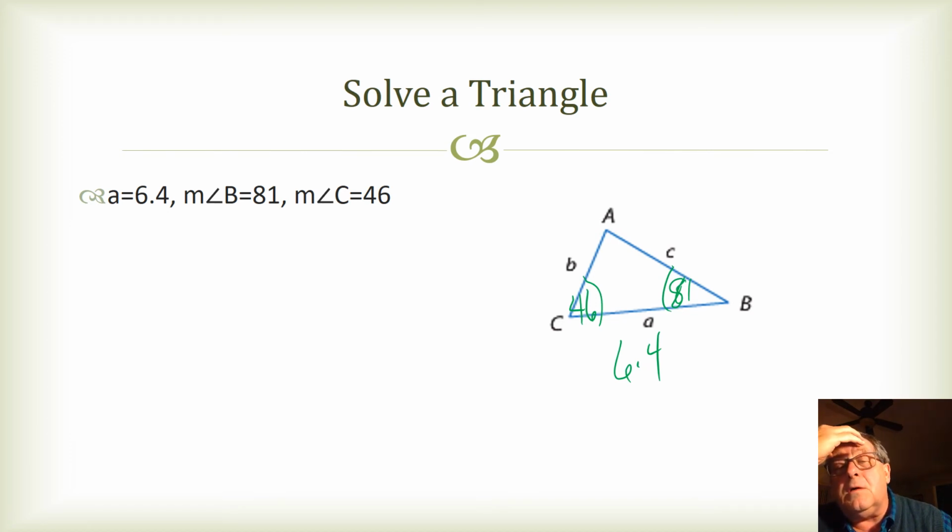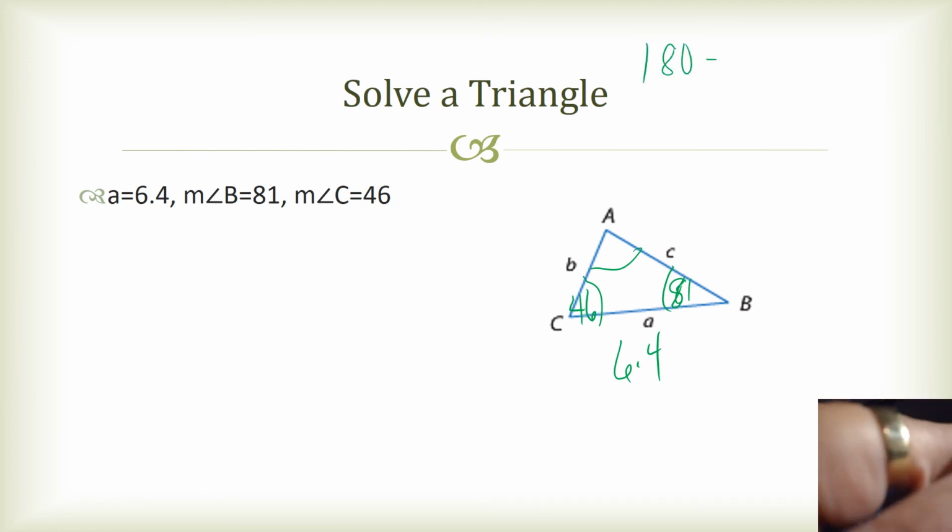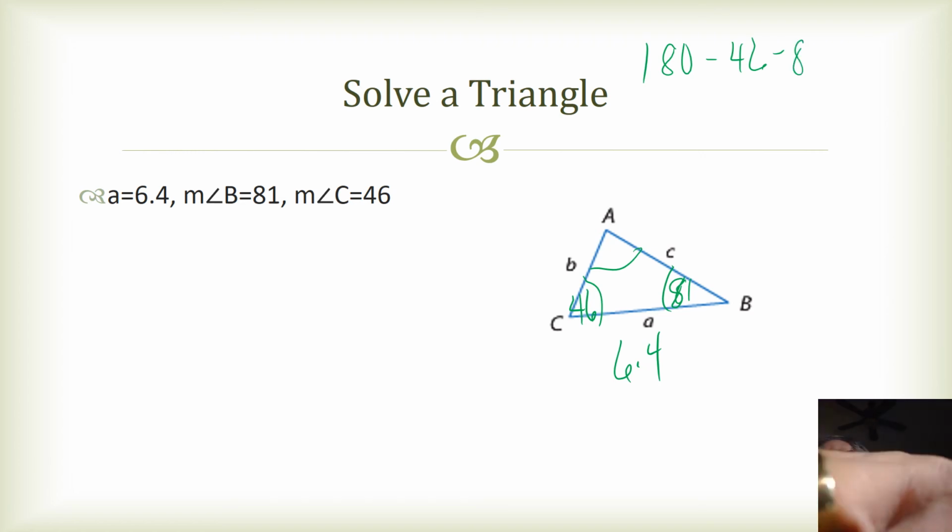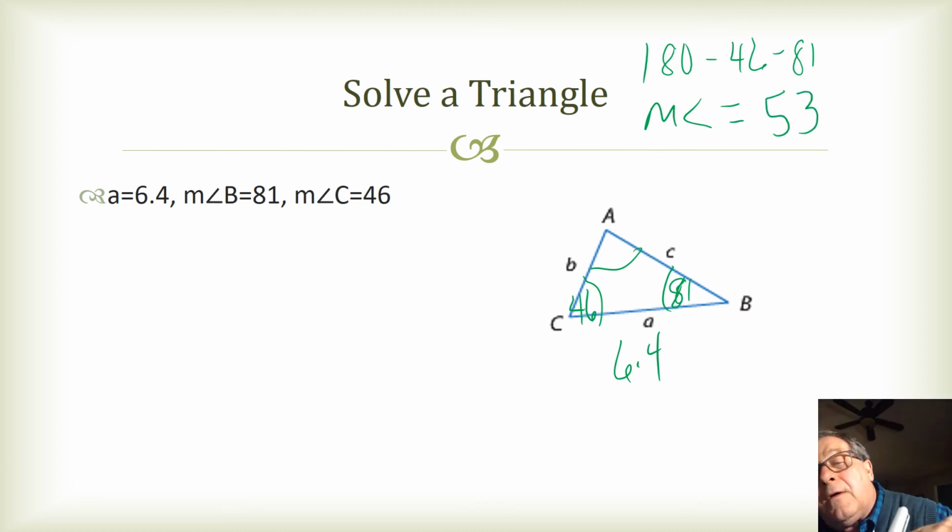Let's see. Well, I could go about that a couple of different ways, I suppose. No, I need to find angle A. So let's see, angle A. Well, I can use the triangle angle sum theorem. 180 minus 46 minus 81. And the measure of angle A is going to equal 53. All right, so now I've got this measure here.